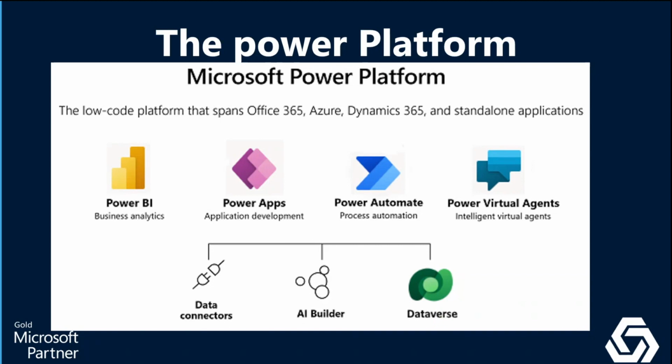But as most of you will probably know, the Microsoft Power Platform is built on these 4 key component parts, which is Power BI, which is what we're going to be taking a deeper look at today, Power Apps, Power Automate, and then Power Virtual Agents. All of this is underpinned by a series of data connectors, the AI Builder, and of course the Dataverse that helps centralize that data and provide that single source of the truth. So very, very high level, just a look there at the Power Platform.